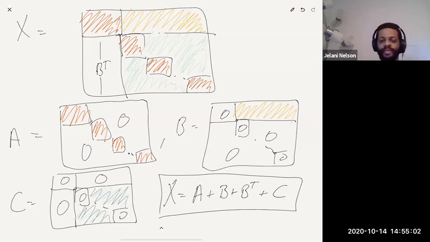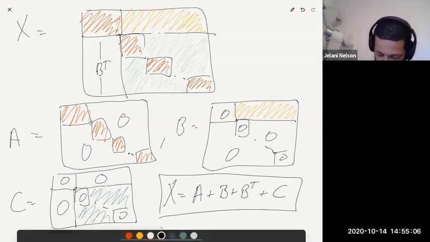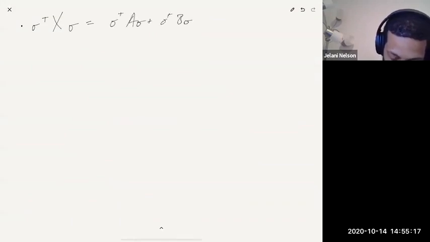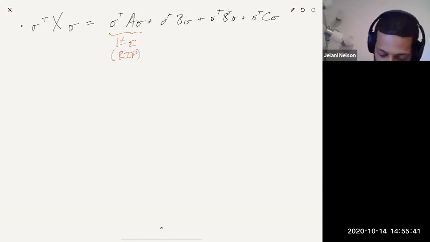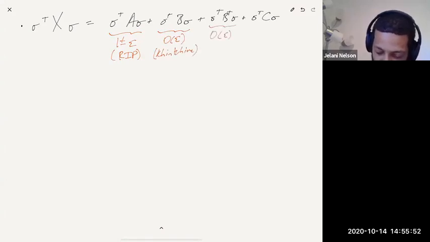And now what I need to understand is, what KW did was they said sigma transpose X sigma is equal to sigma transpose A sigma plus sigma transpose B sigma plus sigma transpose B transpose sigma plus sigma transpose C sigma, right? And they said this first term is 1 plus or minus epsilon, and they didn't use any randomness whatsoever, they just used RIP. This is also O of epsilon, and for this they're going to use Khintchine. This is the same thing basically, so it's O of epsilon, Khintchine. And this last one they're also going to prove is O of epsilon, and that's going to be via Hanson-Wright, right?